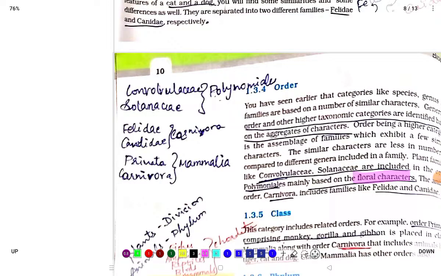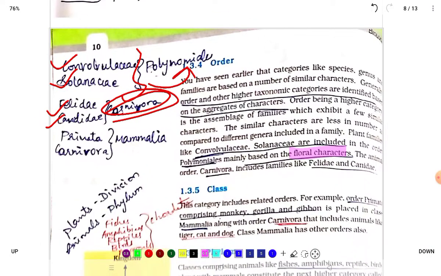See, Convolvulaceae and Solanaceae are two different families put together in an order, that is Polymoniales. In a similar way, Felidae and Canidae, we just saw that Felidae is cat and Canidae is dog. These two families are put together in Carnivora. This you have to note. And in the case of Polymoniales, it is based on the floral characters.